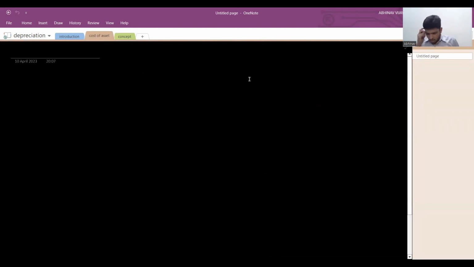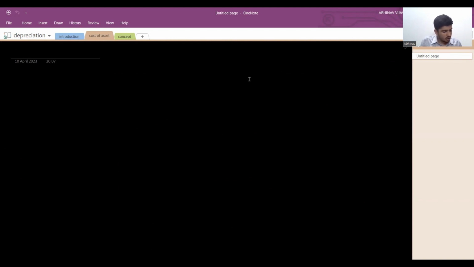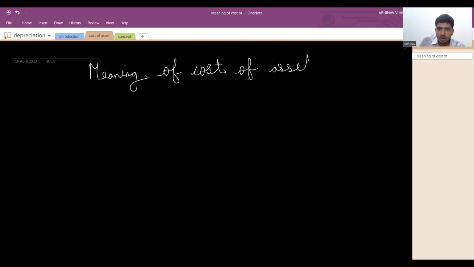Now, I'm going to start with sums. But before I start with sums, one important concept should be explained to you. This is a very, very important concept. Only after understanding it, the other concepts will become easy. So this concept is called meaning of cost of asset.